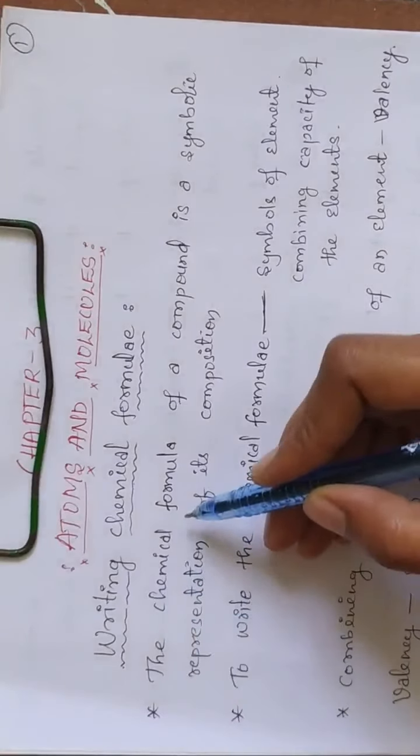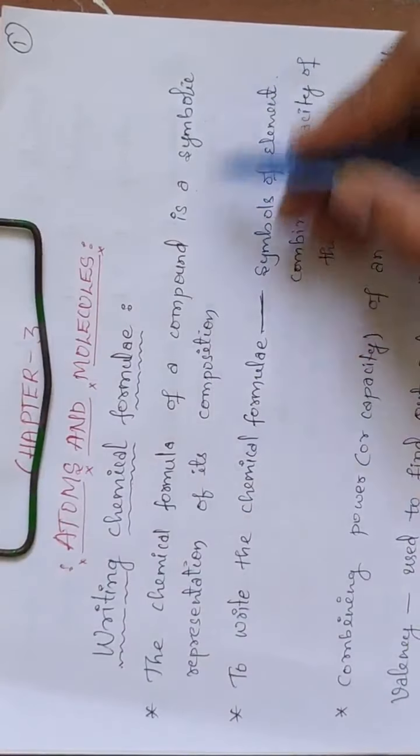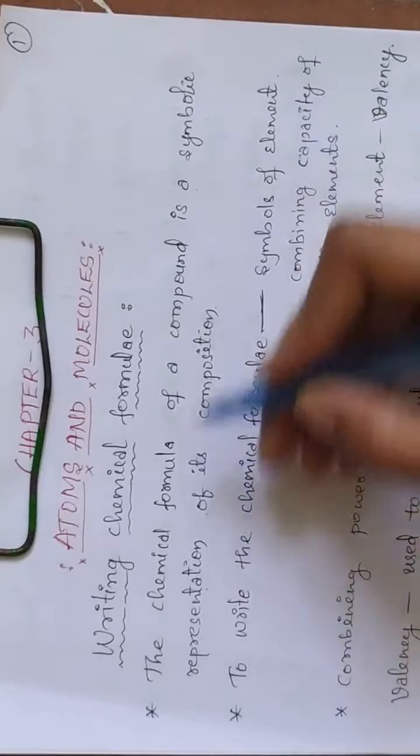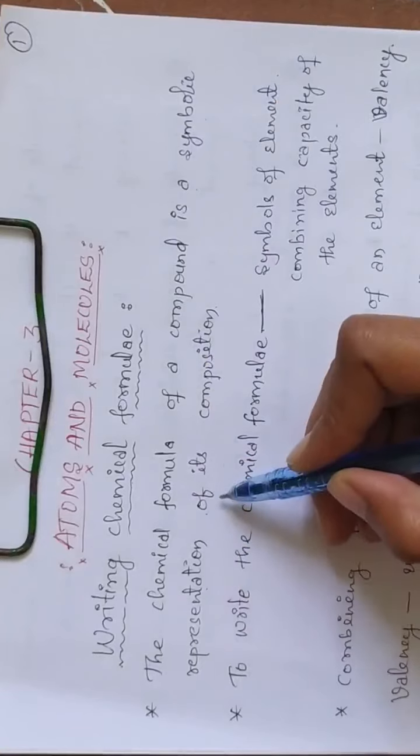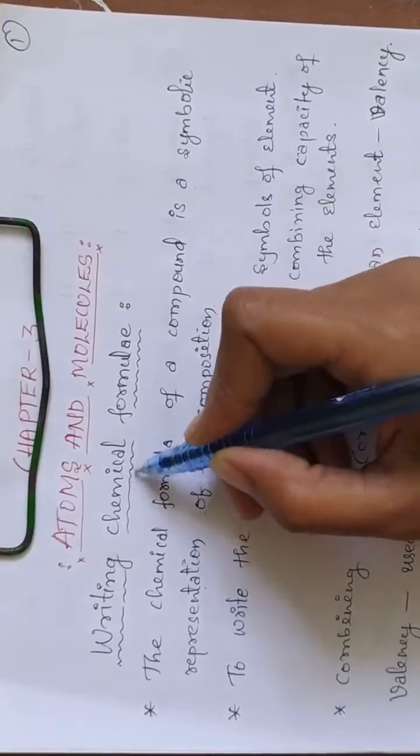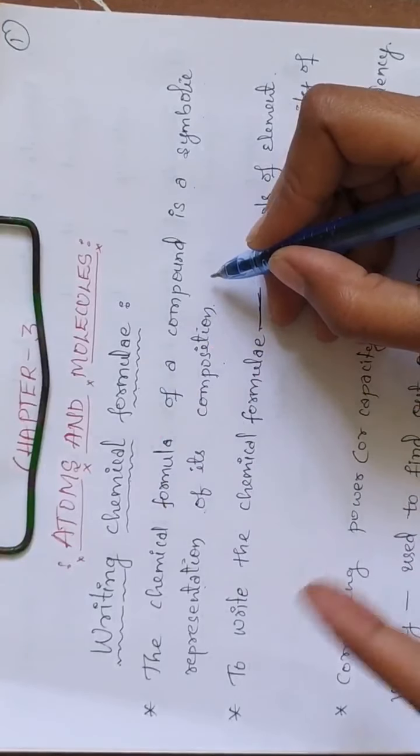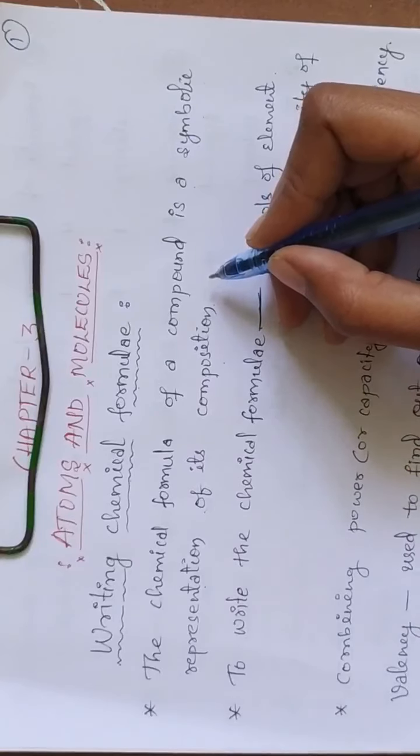The chemical formula of a compound is a symbolic representation of its composition. It says about the composition of the particular chemical compound.